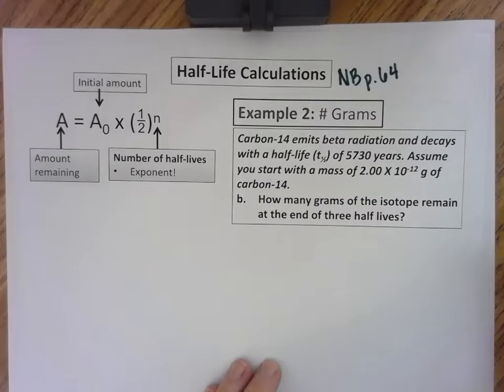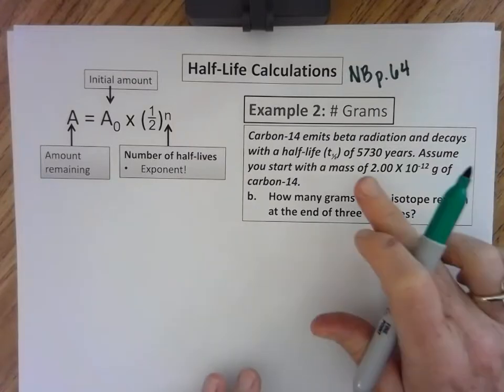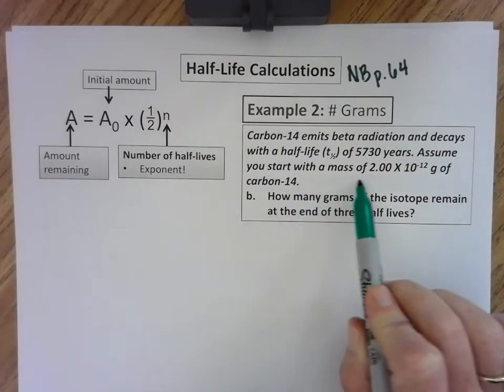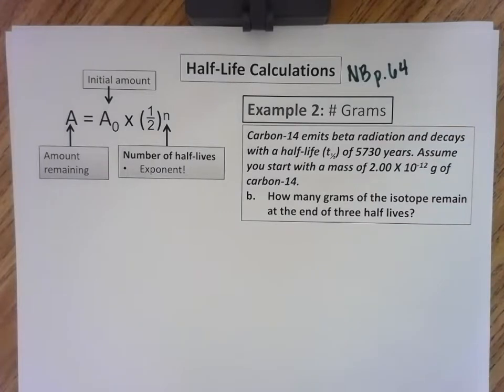We still have carbon-14 emitting beta radiation and decaying with a half-life of 5,730 years. We're assuming that we start with a mass of 2.00 times 10 to the 12th grams of carbon-14. This time though, we're going to figure out this question using this information: how many grams of the isotope remain at the end of 3 half-lives?